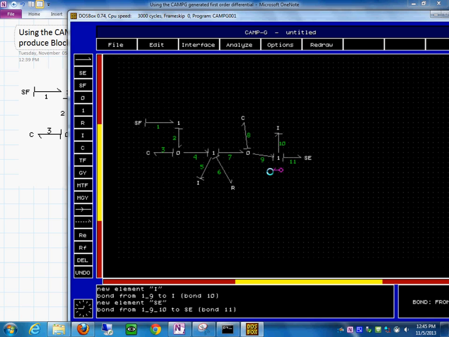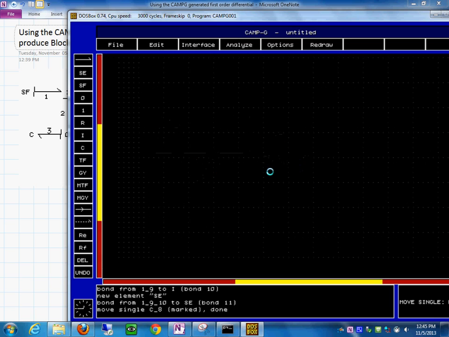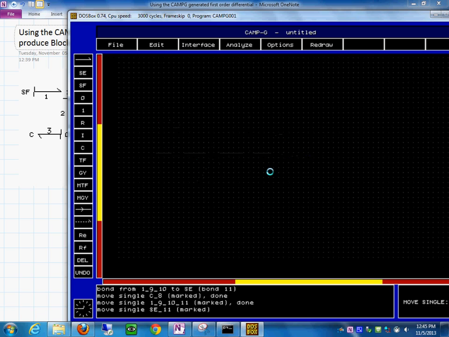Okay, so now if you want to make the bond graph pretty, the CAMPG has tools to move the elements. For example this C, we'll move it to make it like that, and this we're going to move up. This is just for aesthetics, and has nothing to do with any computational consequences at all.